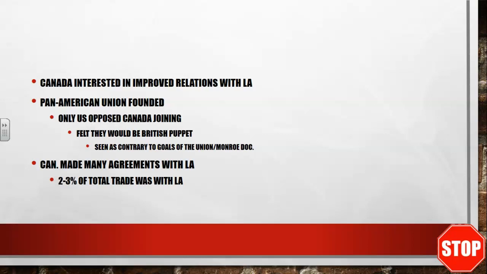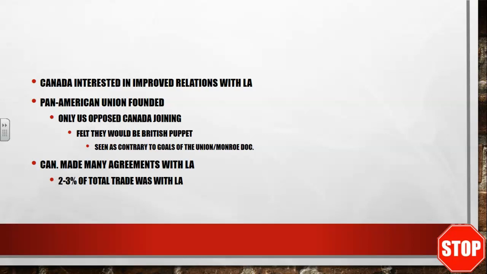Now, they're going to have the Pan-American Union formed around this time as well, and Canada is ultimately not going to join the Pan-American Union. The reason Canada does not join is the United States is opposed to Canada joining. They're going to feel that Canada's going to be a British puppet. The Pan-American Union is for the Americas, okay?